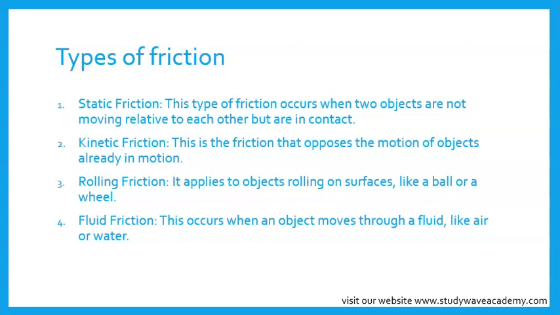Kinetic friction. This is friction that opposes the motion of objects already in motion. This is the friction that acts on moving objects. It opposes the motion of an object that is already in motion, like the friction between your shoes and the ground when you walk. Okay? So kinetic friction happens when things are already moving, like when you push a book across the table.